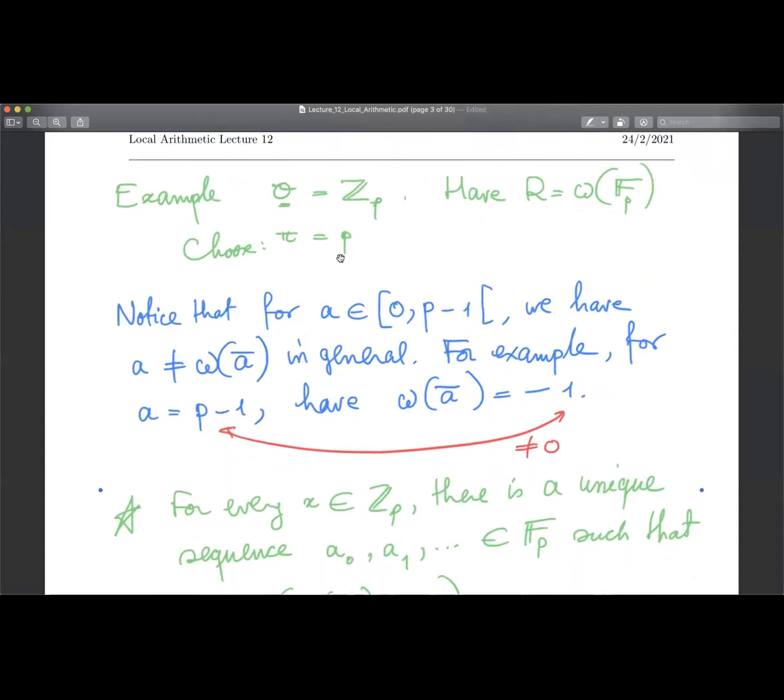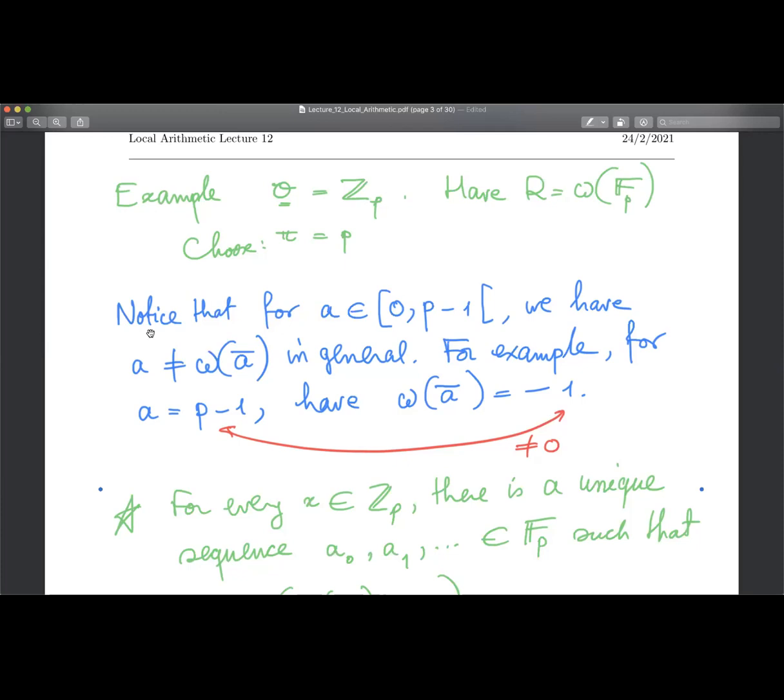So let's just take a small example. If my ring O were the ring Z_p, then what is this subset R? It's going to be omega of F_p, right? It's omega of k in general, where k is the residue field. In the case of Z_p, the residue field is F_p. So R is omega of F_p. Omega, remember, is the Teichmüller representative. And we can choose the uniformizer to be p. You can also choose it to be minus p. Nobody stops you from doing it. It's entirely up to you.